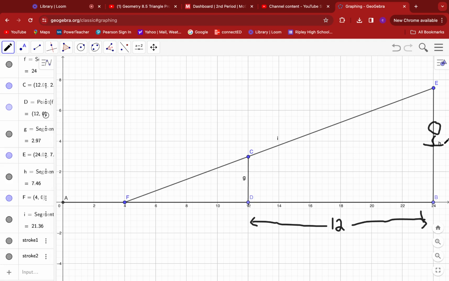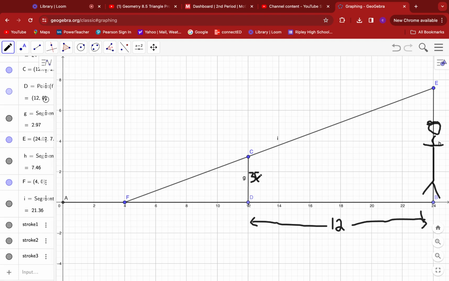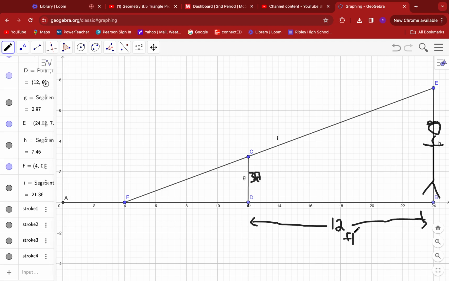Don't you love my drawing? All right, let's give him some hair. Dude needs some hair. Okay, so this is the net that is 3 feet, and dude is standing 12 feet from the net.